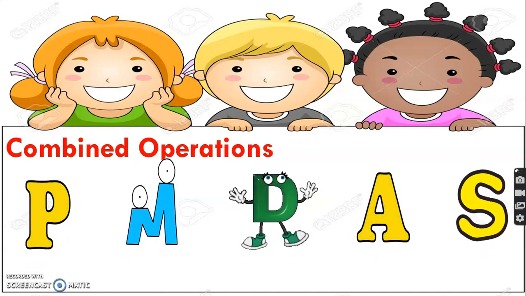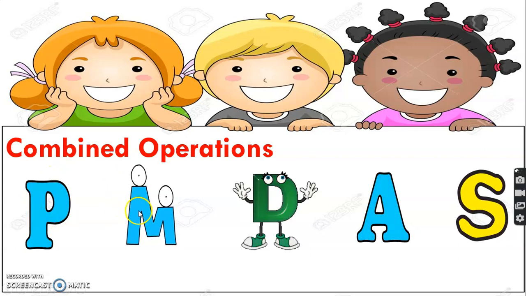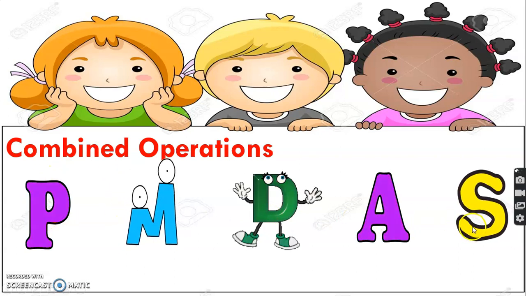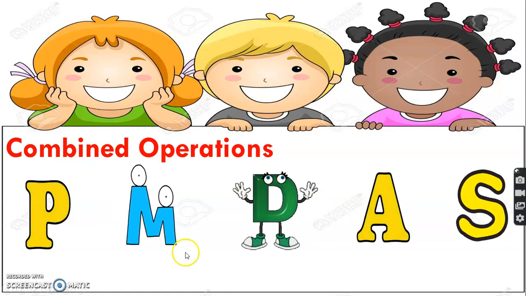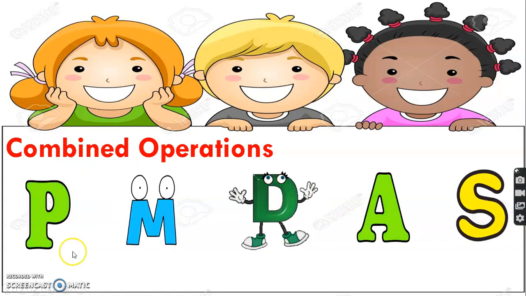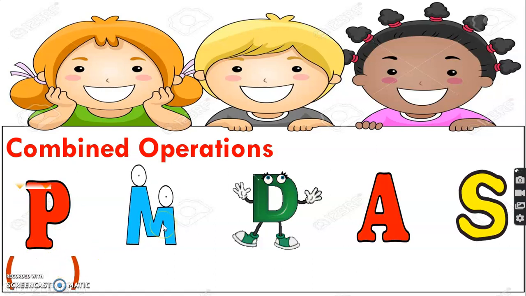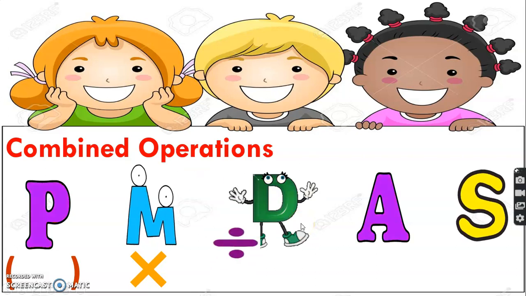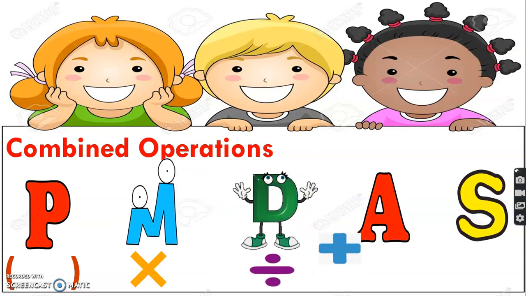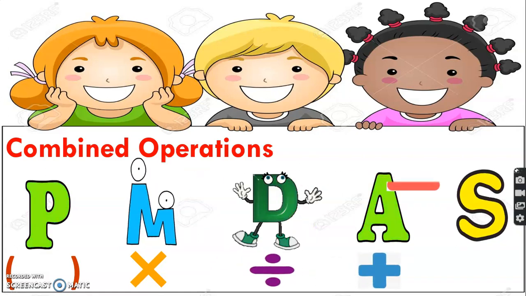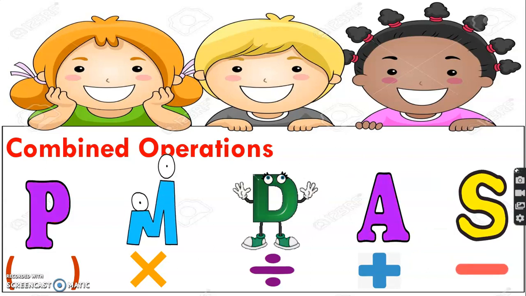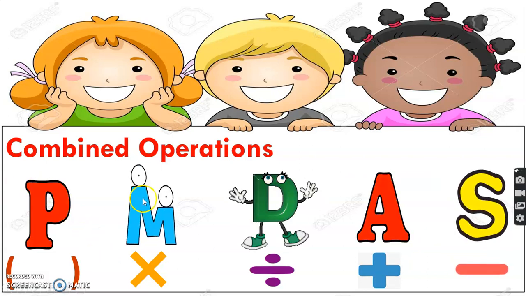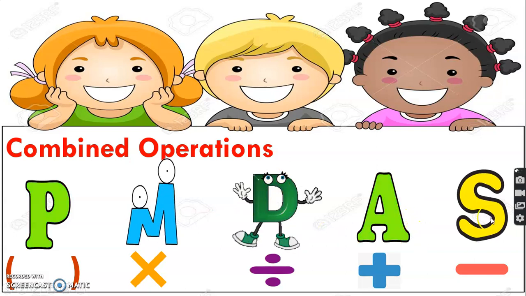We can use this pattern: P, M, D, A, S. P stands for parentheses, M stands for multiplication, D stands for division, A is addition, and S is for subtraction.